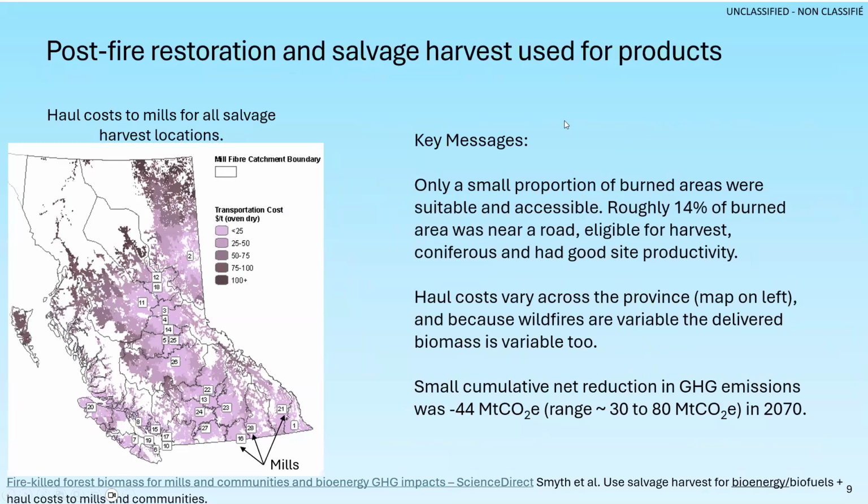So when we modeled the future salvage harvest, we recognized that many areas that burned would not be salvage harvested. They wouldn't be accessible or perhaps not suitable. So roughly 1/3 of the provincial forest is available for harvest. And we considered road access for the suitability of doing salvage harvest. So it had to be accessible by being close to a road. It also had to be suitable. So we considered a softwood or coniferous leading stand that had good site productivity. So it was more likely to be salvage harvested.